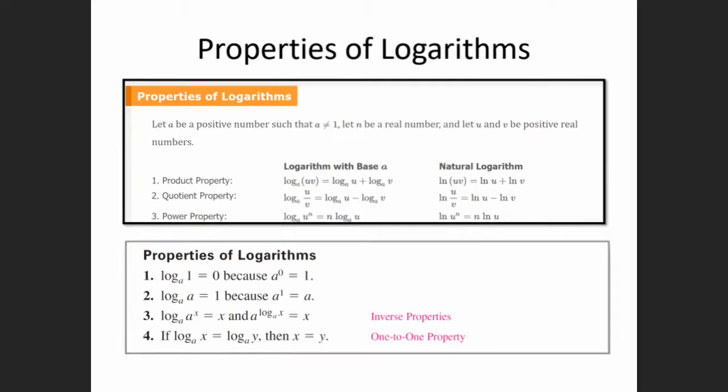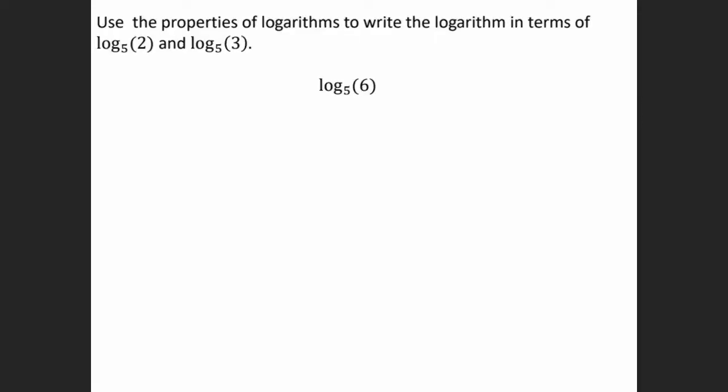All right. So again, these are some of your properties just reviewed. So let's go ahead and use this example. Use properties of logs to write the logarithmic expression in terms of log of base 5 of 2 and log of base 5 of 3. So they want me to expand or separate this into 2 logs. And what I see is, can I represent 6 as a product so I can expand it? And the answer would be yes. 6 can be rewritten as 3 times 2 as a product, right?